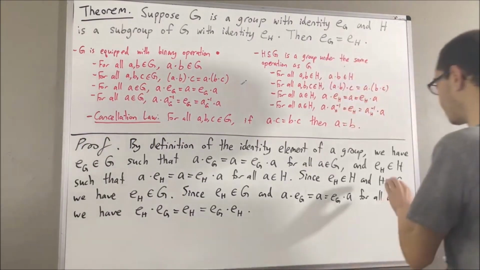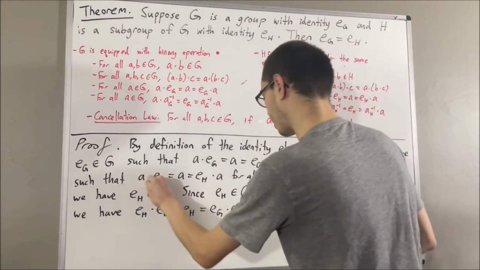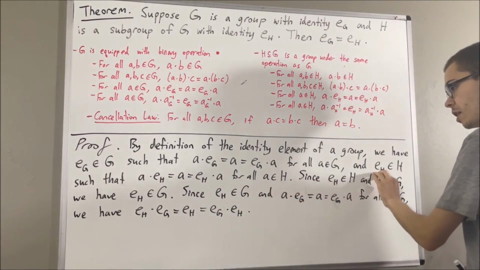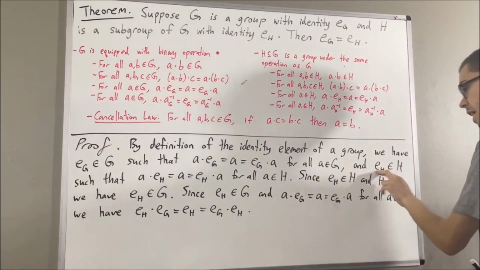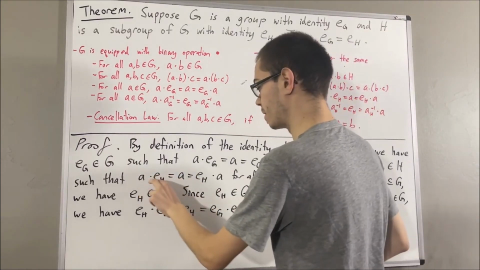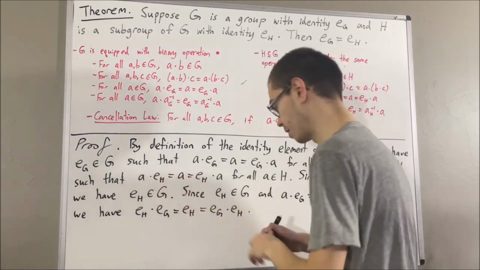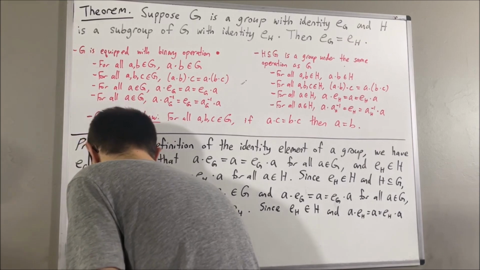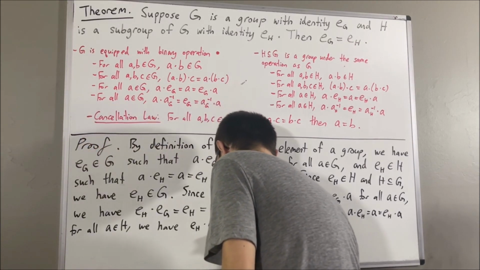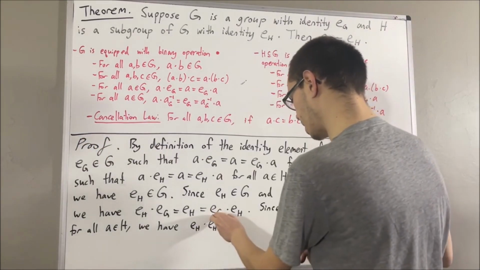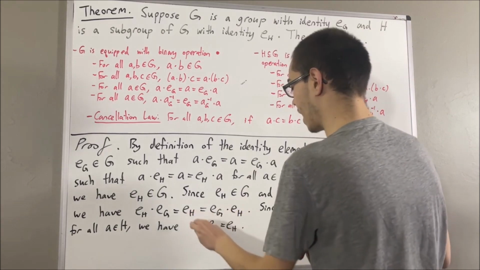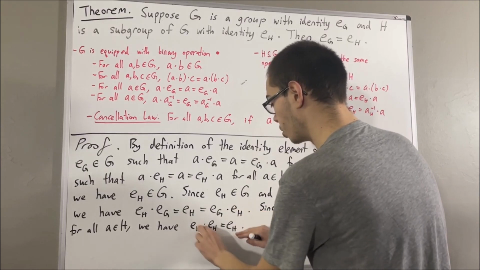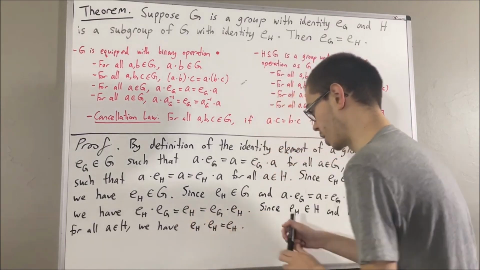And also, since EH is an element of H, and this statement works for every element of H, then in particular it must work for EH. So taking A to be EH, we have that EH times EH is equal to EH. And now we see EG times EH is equal to EH, and EH times EH is equal to EH. So these two are both equal to the same thing, so they must be equal to each other.